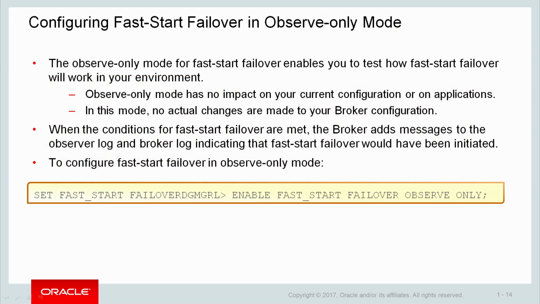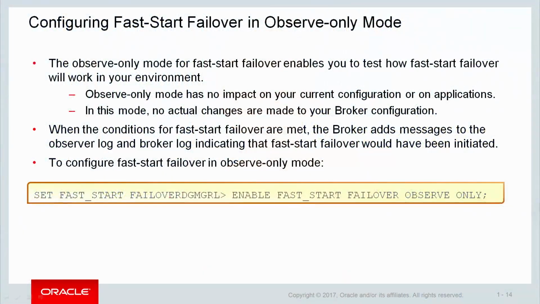Another new feature for fast start failover is you can now run in observe only mode. Now, if you're using fast start failover, you have an observer which is monitoring conditions to do with your primary database. If all of those conditions or some of those conditions are met, it will automatically fail over to your standby database. I've met people who say, oh no, we don't want that because we're unsure of when it will do it and how it will do it.